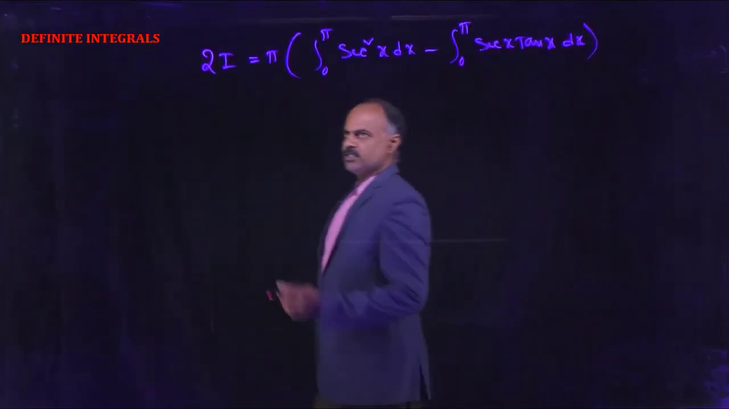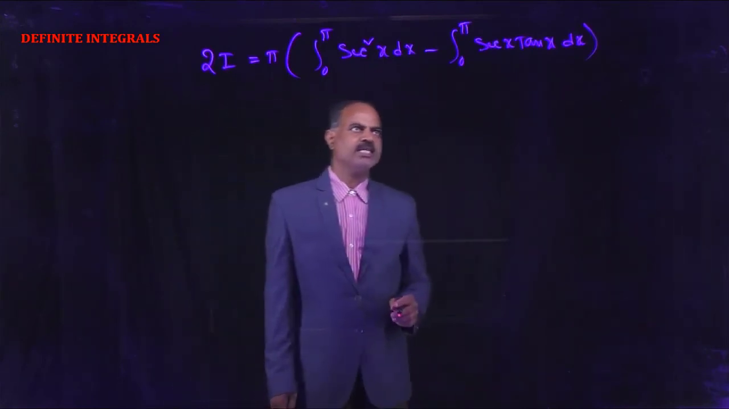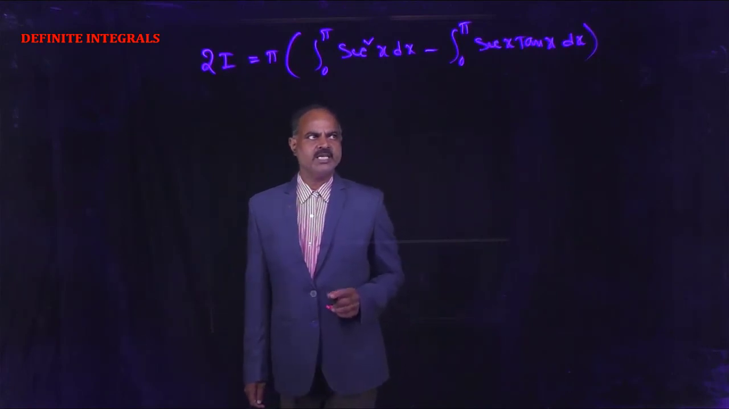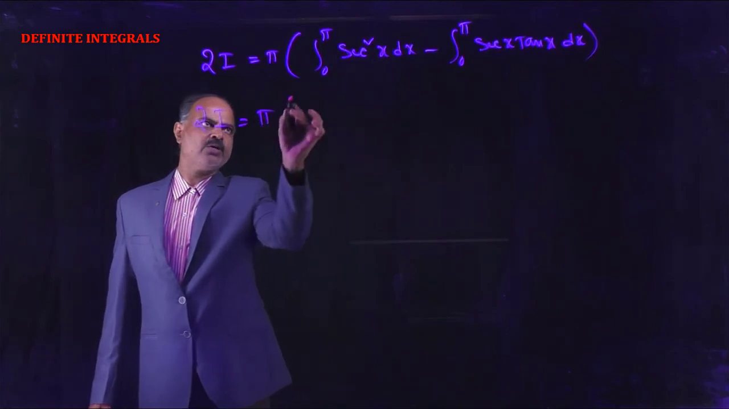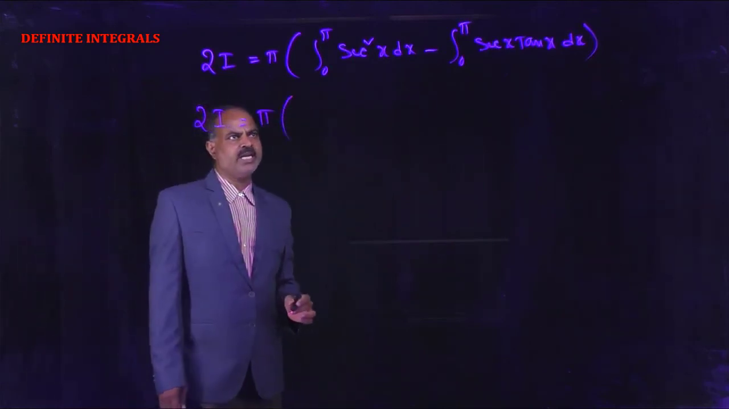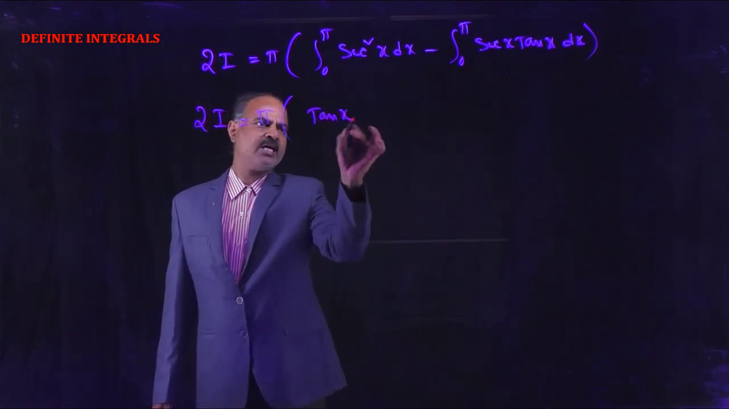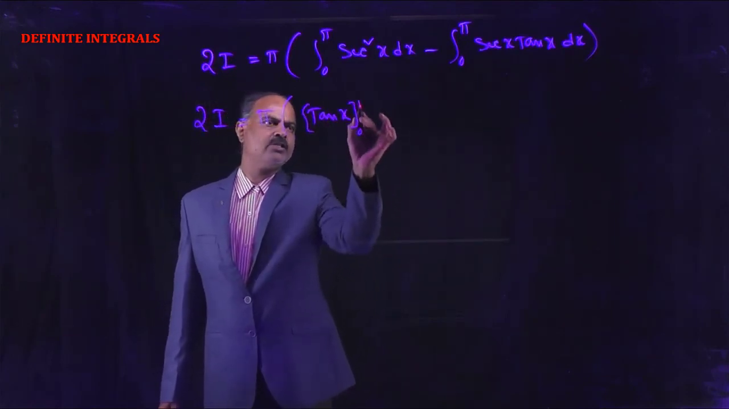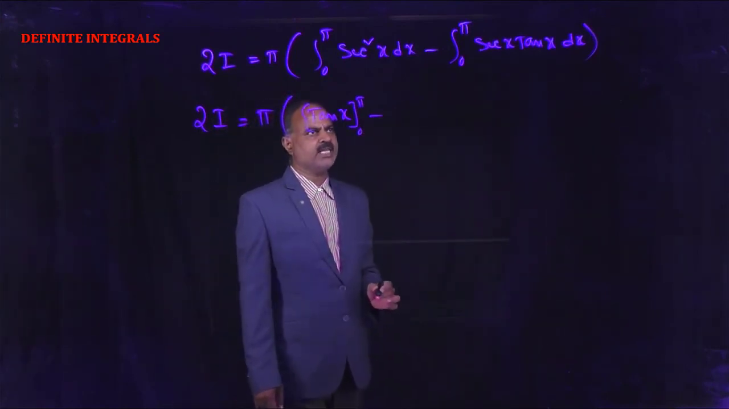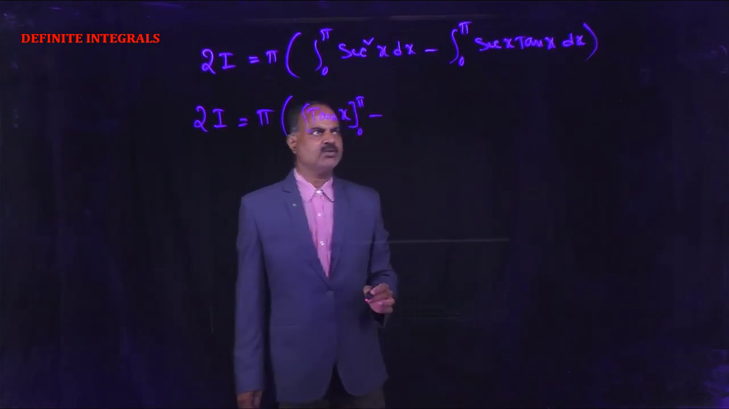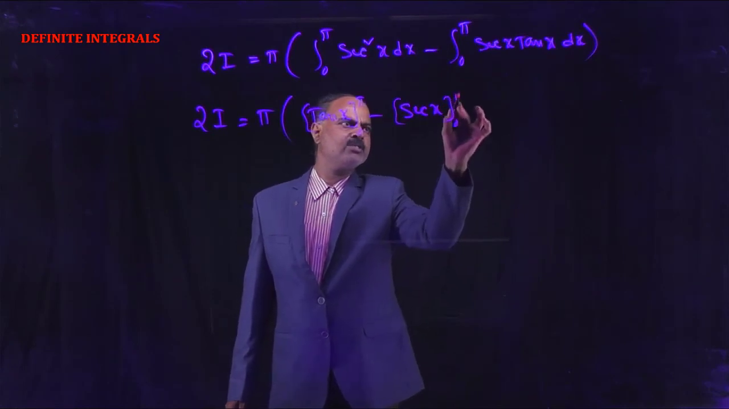Next, 2I equal to pi into integral 0 to pi secant square x dx minus integral 0 to pi secant x into tan x dx. We know that integral secant square x dx equal to tan x, so limits 0 to pi, minus integral 0 to pi secant x into tan x dx. We know that integral secant x into tan x dx equal to secant x, so limits 0 to pi.